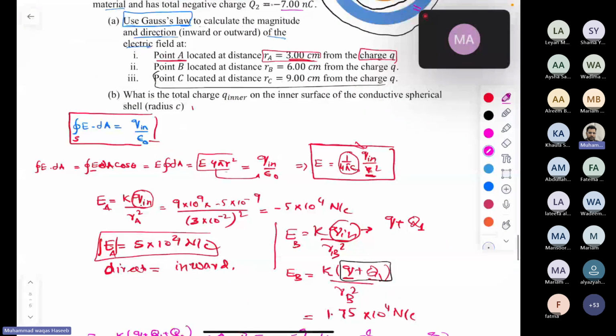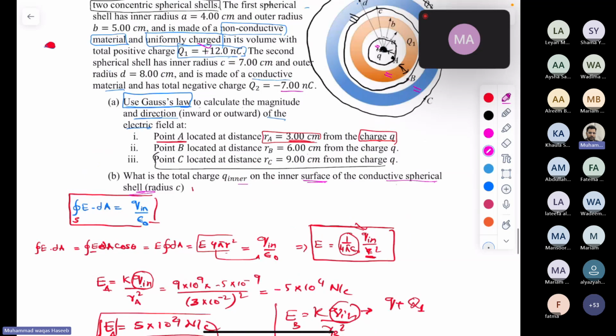Now the B part. What is the total charge of the inner surface of the conducting sphere?